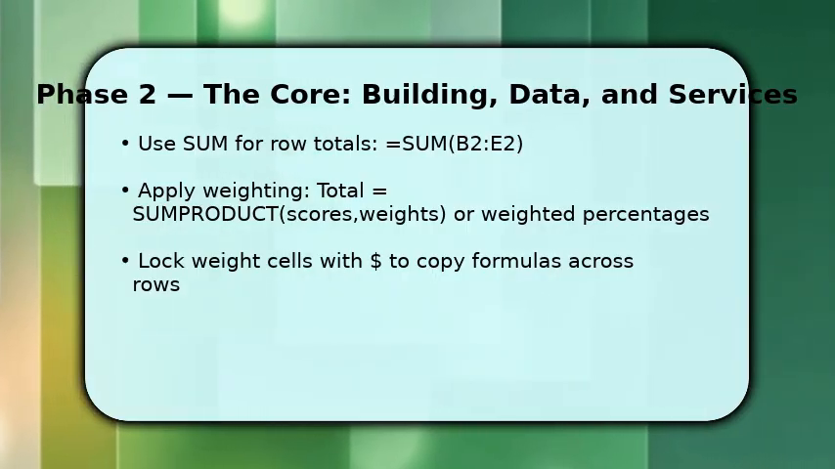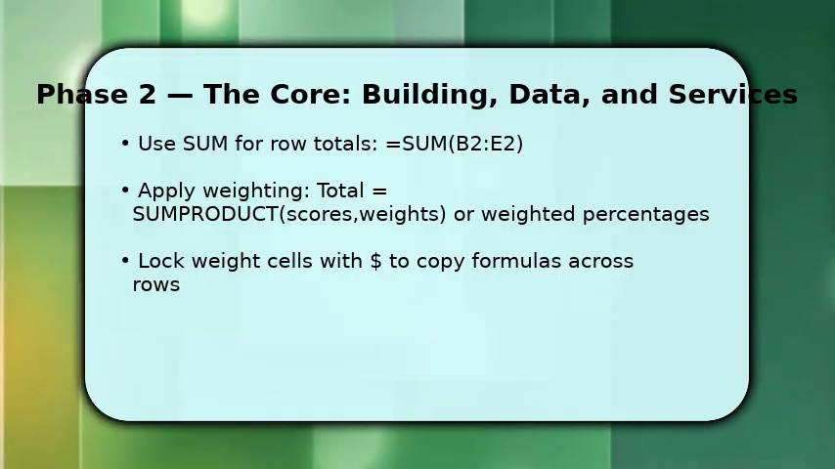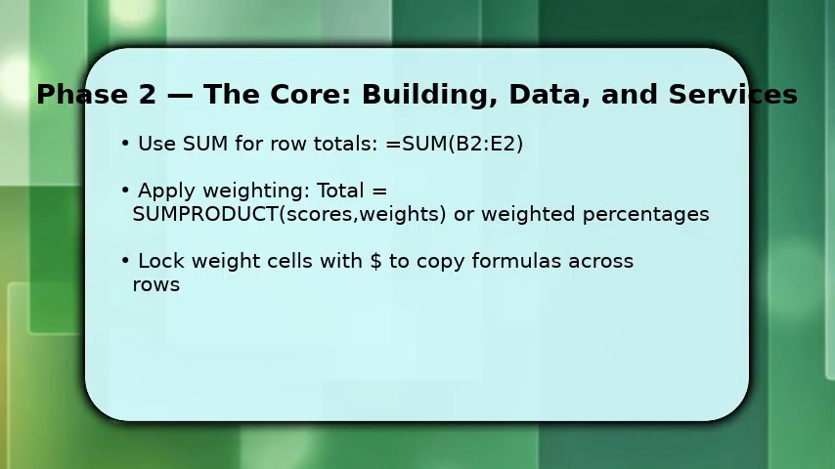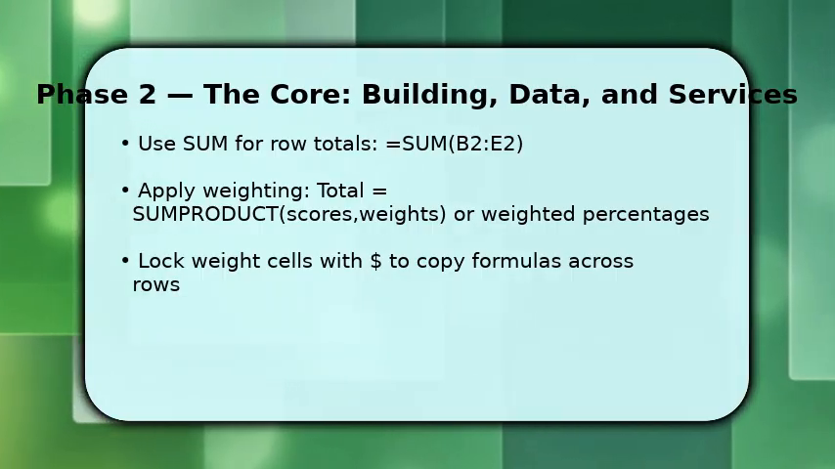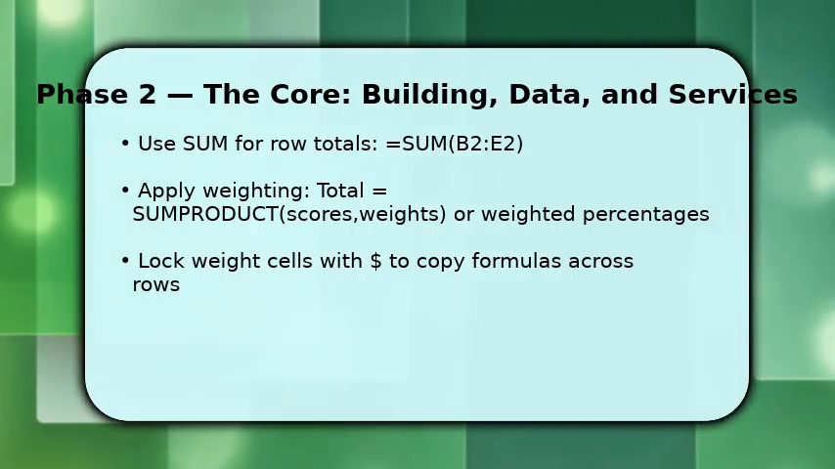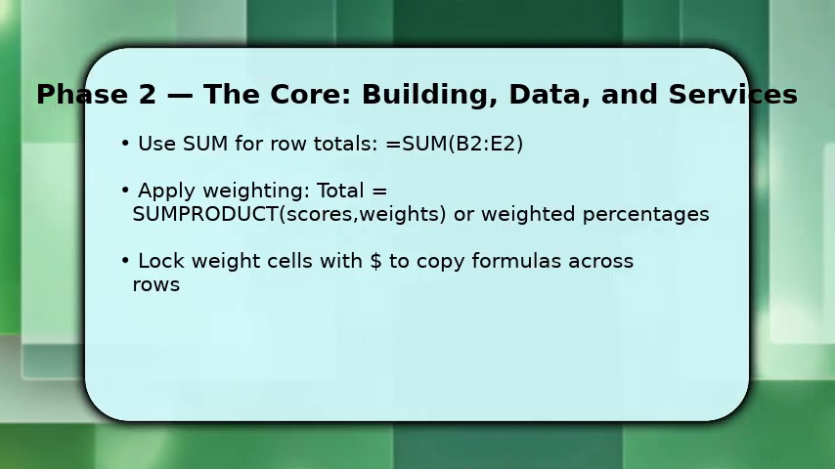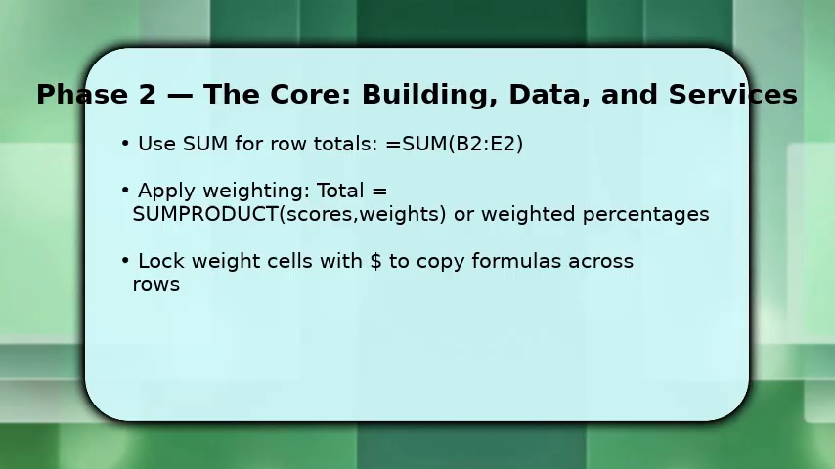Once you write the formula for row 2, lock the weight cells with $ signs, for example $G$1, $J$1, then drag the formula down. That preserves weights while adapting to each row. Make sure to format totals as numbers or percentages, because display format affects interpretation.